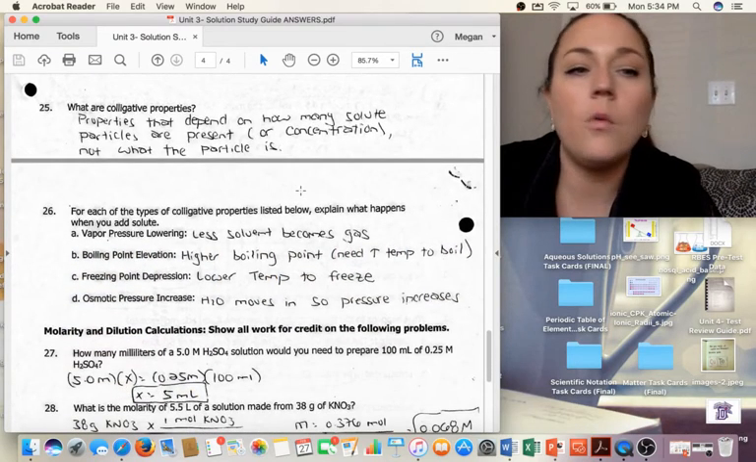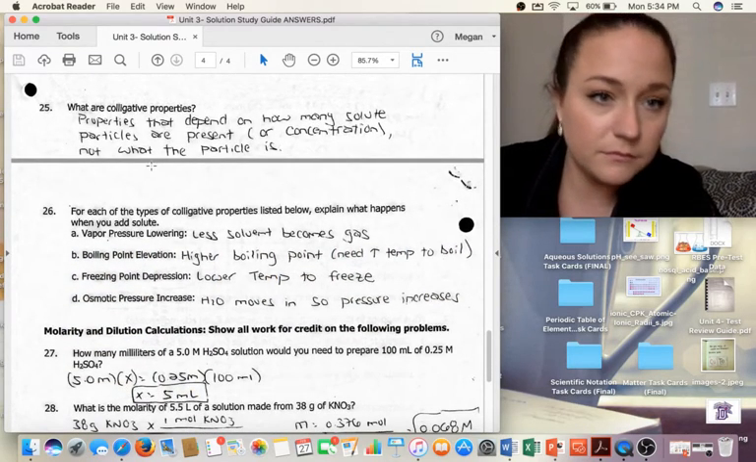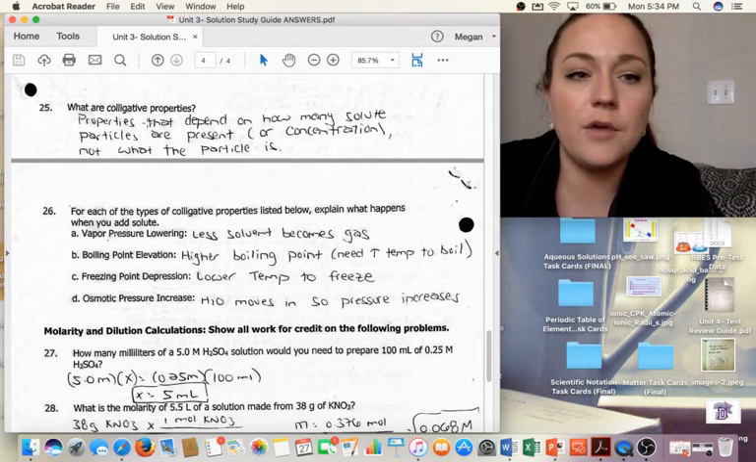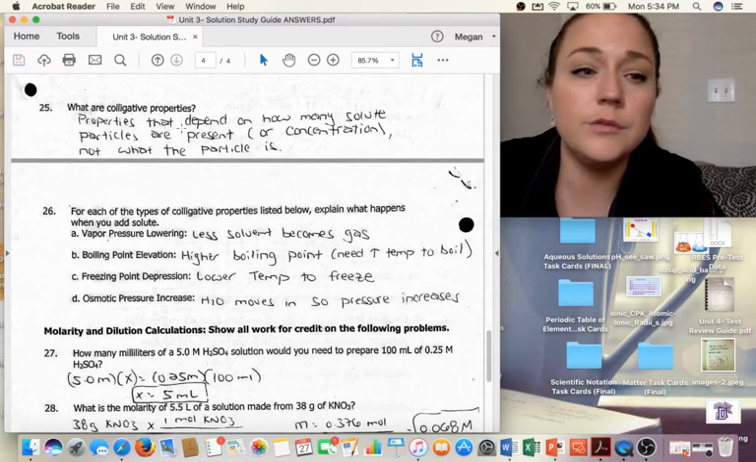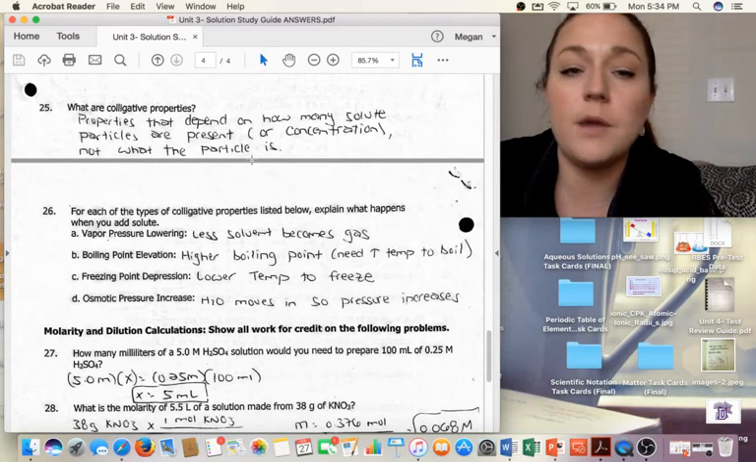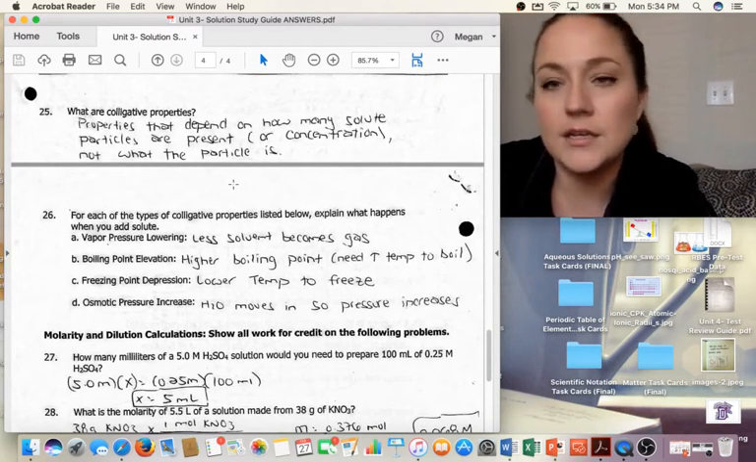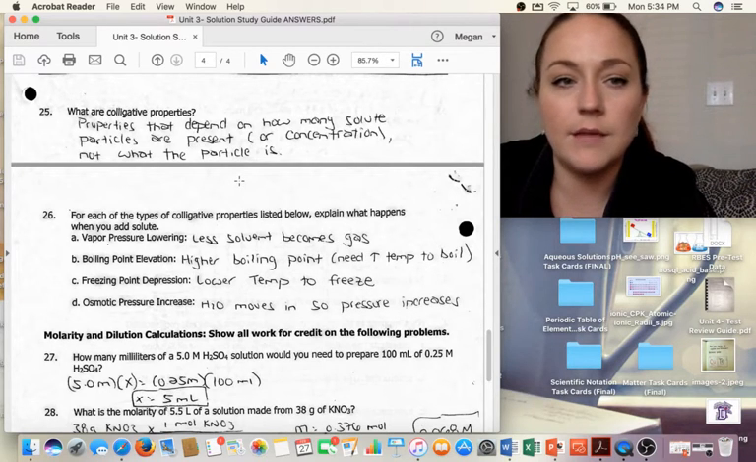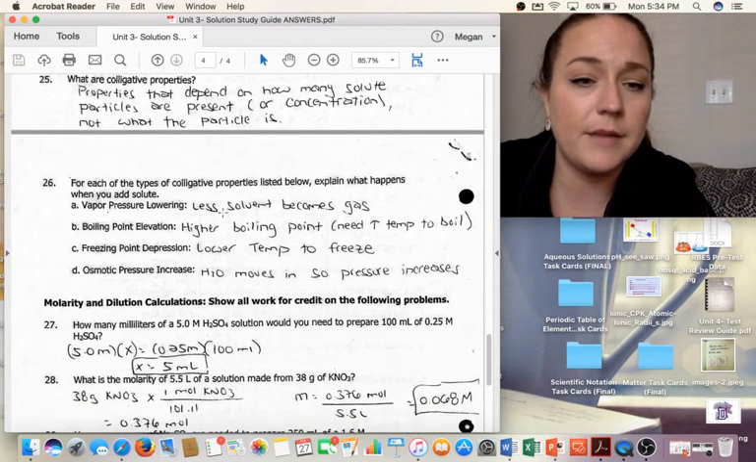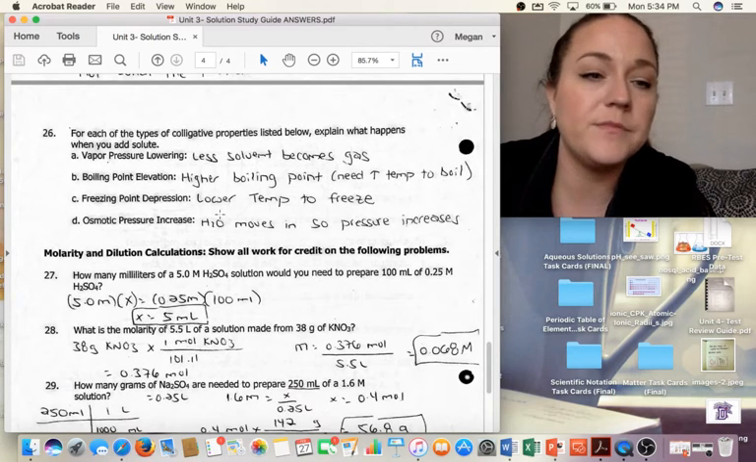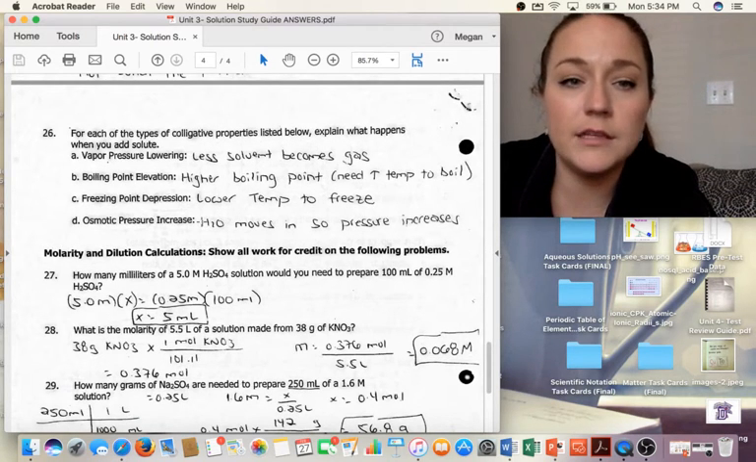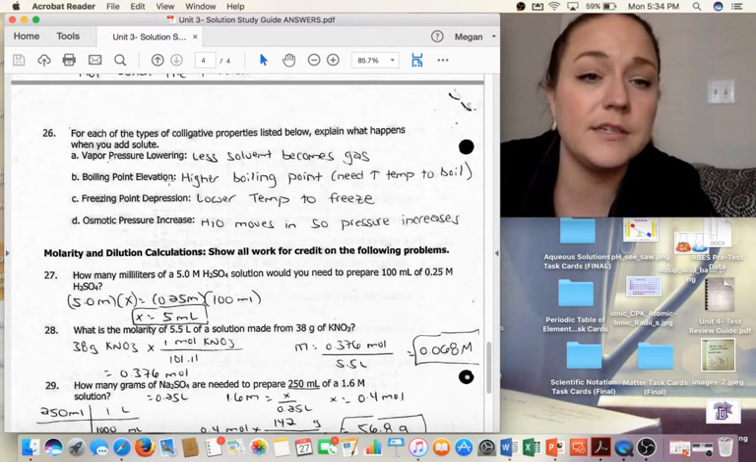All right, what are colligative properties? Properties that depend on how many solute particles are present, or concentration, not what the particle is. That is just a straight definition. I know for a fact that this is listed in the PowerPoints. All right, so some examples of colligative properties that we were able to discuss.